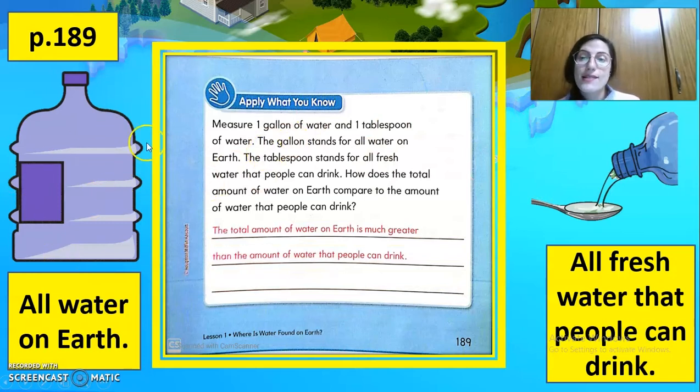Correct. It is the gallon of water that is greater than the tablespoon. That's why we say that the total amount of water on Earth, represented by the gallon of water, is much greater than the amount of water that people can drink, which is the tablespoon. Okay, so the tablespoon stands for the fresh water that people can drink, and the gallon stands for all the water on Earth. So which one is greater? Again, the total amount of water on Earth is much greater than the amount of water that people can drink, which is represented by the tablespoon.